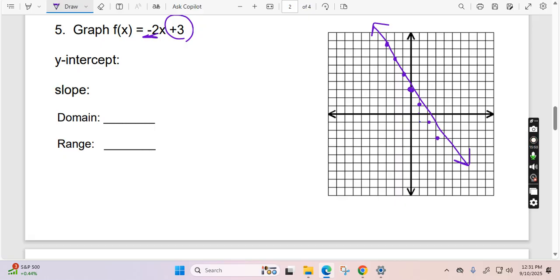Alright, so what is our y-intercept? 3. And our slope was -2. So what about our domain and range? It goes on forever on both sides, right? So our domain is going to be -infinity to infinity. And what about our range? Is it infinitely going to go up and down? Okay, so -infinity to infinity as well? Yes. Awesome.